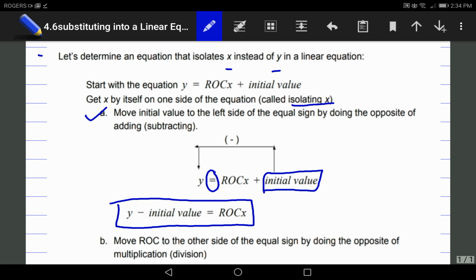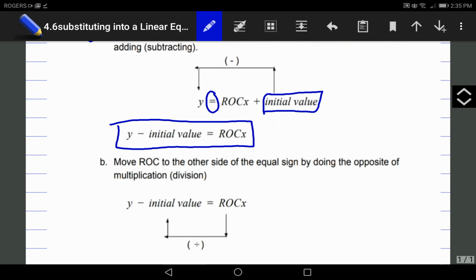So have nothing beside it. Just have x by itself on one side of the equation. Okay, so let's scroll down. Next step is move the rate of change to the other side.